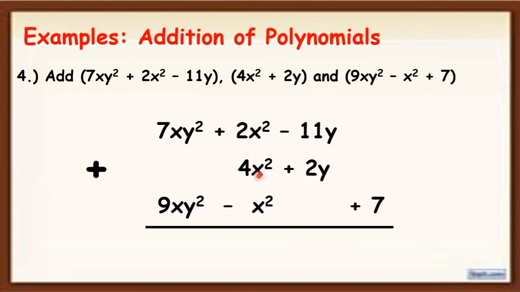So, sa first term muna tayo. 7 plus 9, the answer is 16. Then bring down the literal coefficient which is xy squared. Then next term, 2 plus 4 plus 1 or plus negative 1 is equal to 5. And then bring down x squared. Next term is negative 11 plus 2 is equal to negative 9. And then bring down y. And also, in the last term, just bring down 7 kasi wala naman tayong pwedeng i-add dyan.